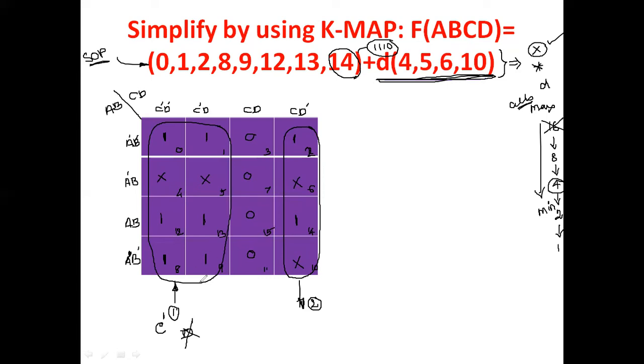Again, there is no common variable from this. So only the common variable is C D bar. So what is the result for this? F of A B C D is the given problem. Its final result is C bar plus C D bar. That's all the result.